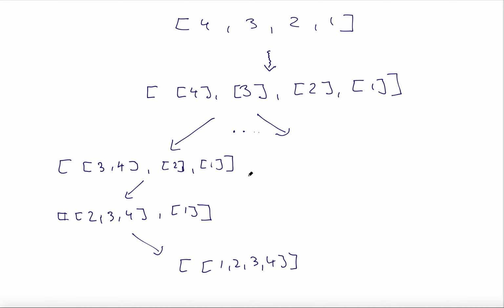Okay, so there's another possibility. We can also say, if you have 3, 4, instead of merging the 2 into the list 3, 4, we can also instead merge these 2 lists here, right? And then we get 1, 2 here. And now we can merge this list with this list, and actually we get the same list which we already have.